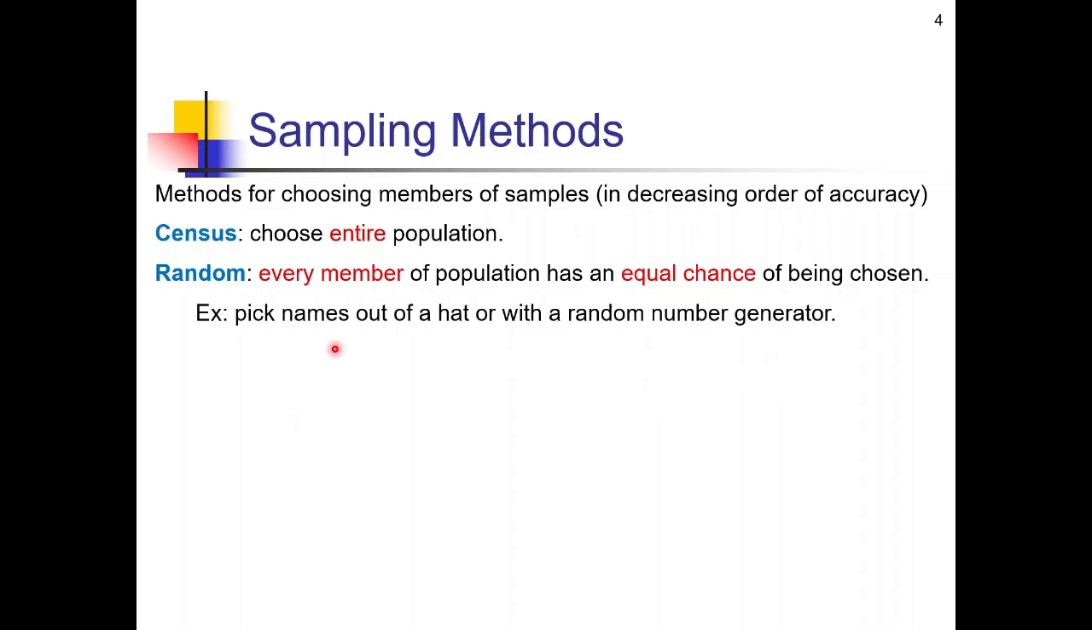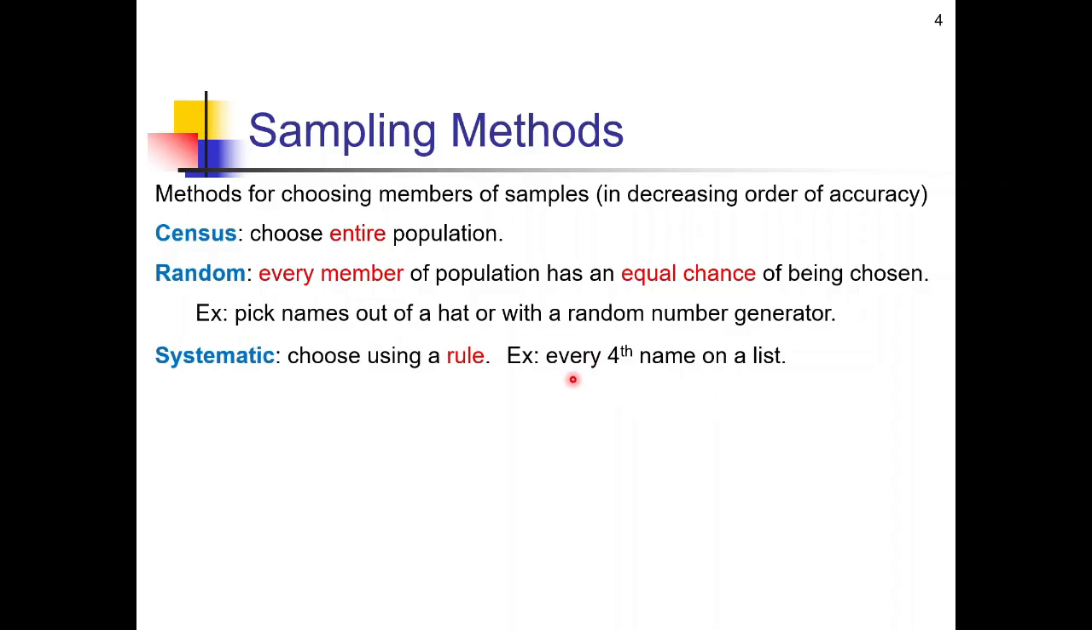Now, if you can't get a truly random sample like this, then you can come close with some of these other methods. So one of them is called the systematic method. This is where you choose using a certain rule. So maybe you look at a list of names and you choose every fourth name on the list, or every third name, or every other name, however many you want to choose. And this is usually going to come pretty close to random.